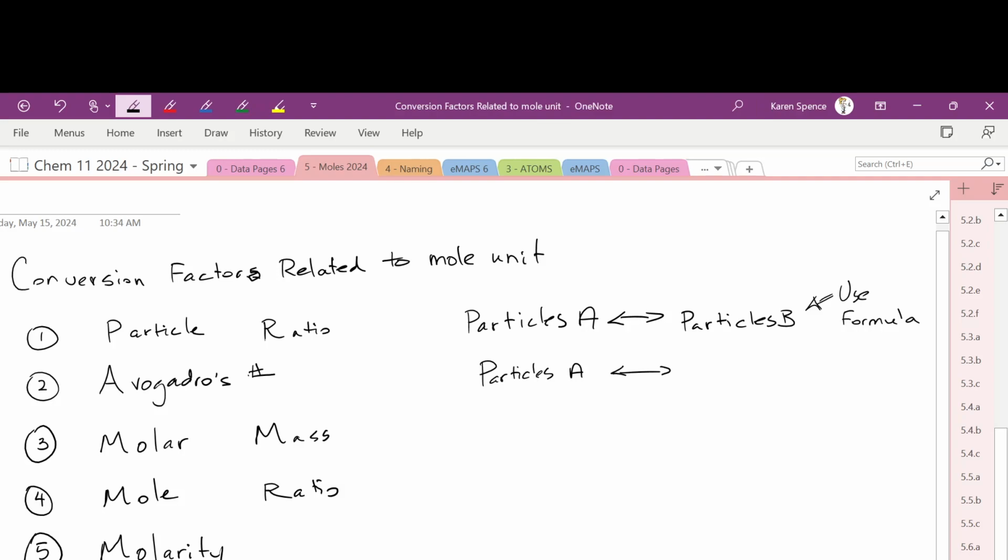Avogadro's number converts between particles of A and moles of A. Molar mass converts between moles of A and mass. I'm going to put grams because sometimes people are like, what's the unit of mass? It is the gram. Okay, so grams of A. What does mole ratio convert between? Moles of A and moles of B.